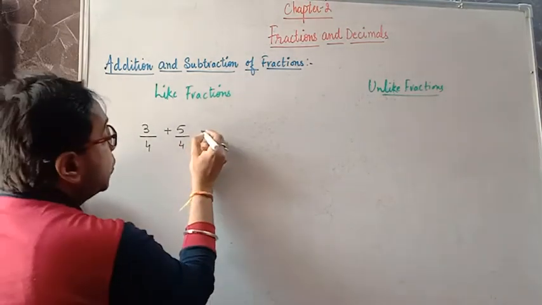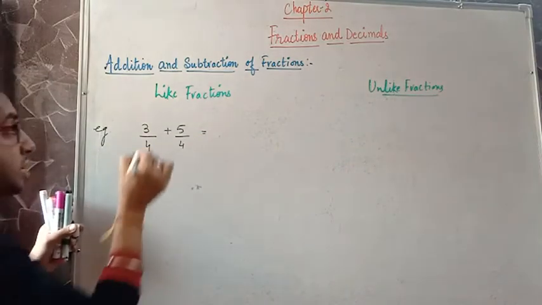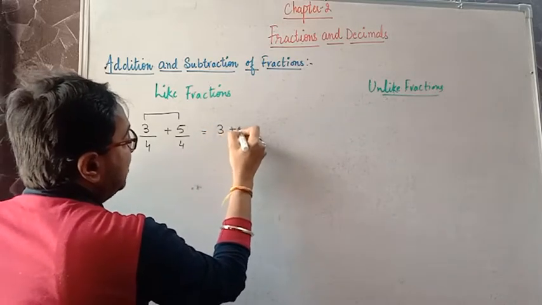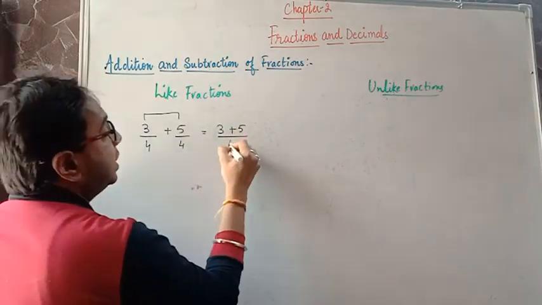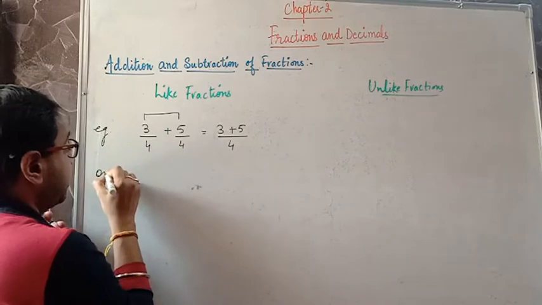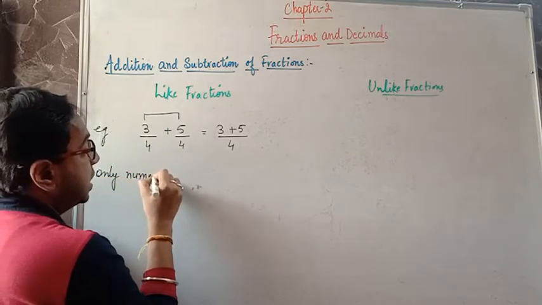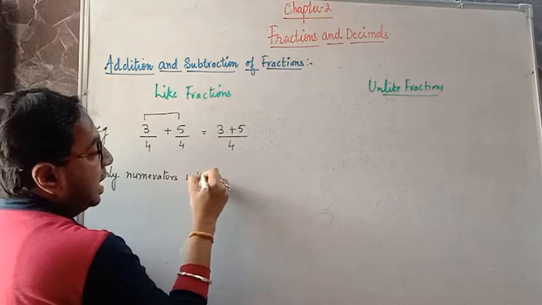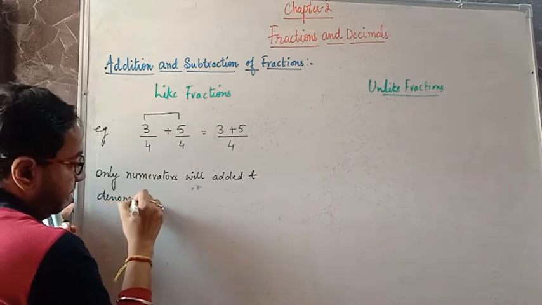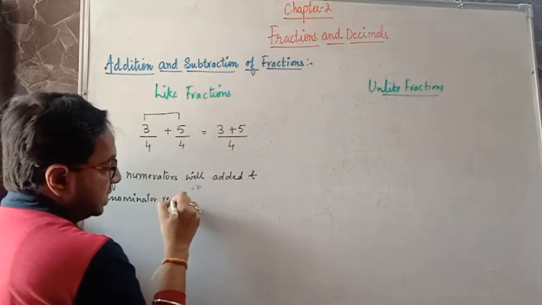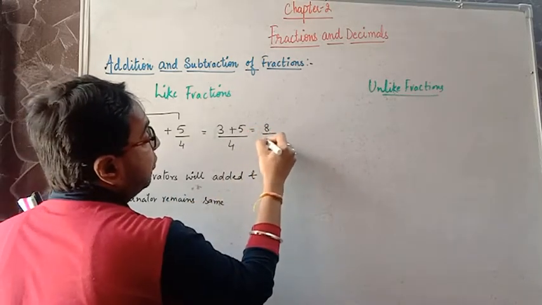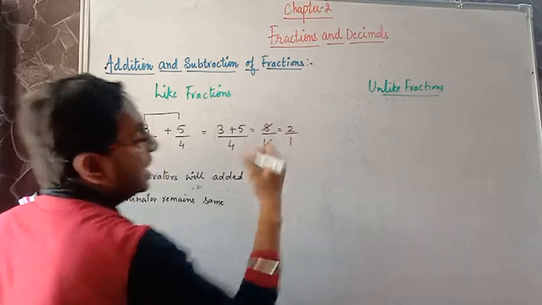In that case, what we will going to do, we'll simply add the numerators. For example, 3 plus 5, and we'll divide by the same denominator. It means we will not add denominators, we will add only numerators will be added and denominator remains same. Are we clear? This is the rule. Therefore, 5 plus 3 is 8 by 4, that's 2 by 1 is the answer.